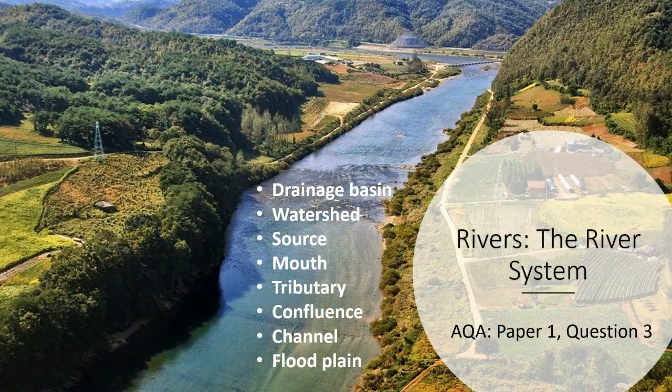And that is the river system in a nutshell. We've looked at what a drainage basin is, watershed and how that links to a drainage basin. The source and mouth of the river we've touched upon. We've defined tributaries and confluence. We've mentioned channel and floodplain. We've not done those in detail, which we will do in a future video. It's really important to know the river system because it will help you understand how rivers work.